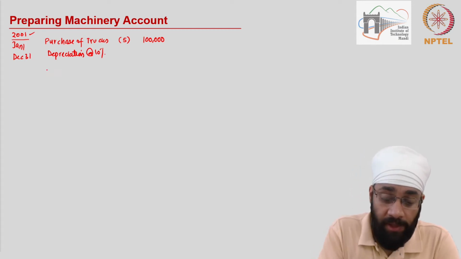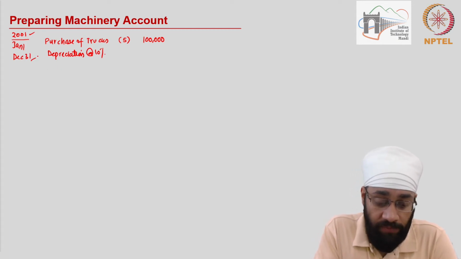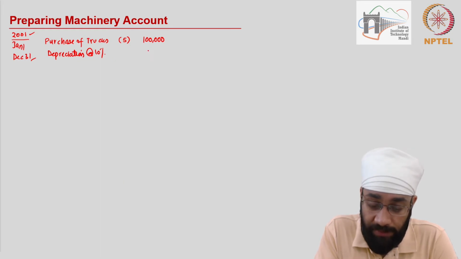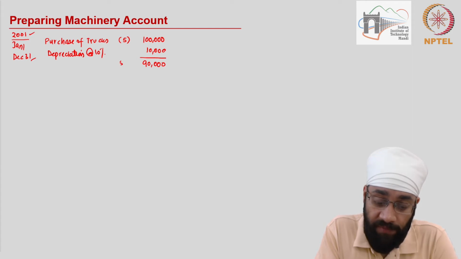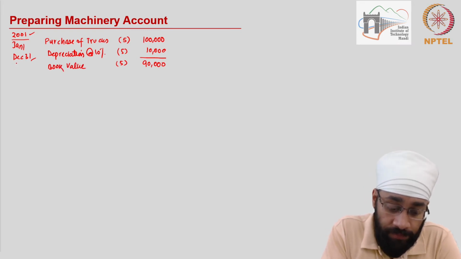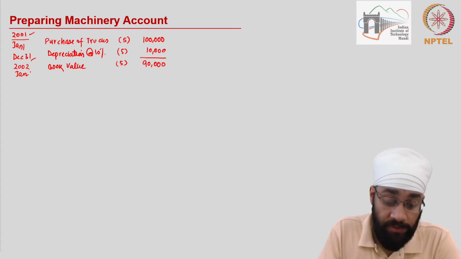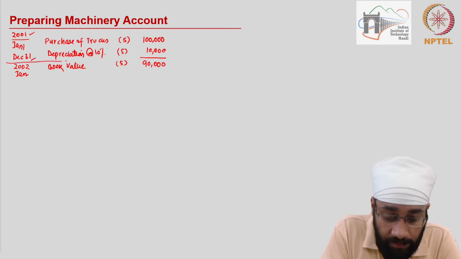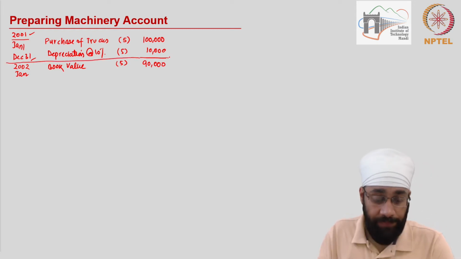So let's get back. The depreciation at the end of 2001 is going to be 10%, so 10,000, and the new book value, the written down value of 5 trucks, is going to be 90,000. So this is the new book value or the written down value on 2002 January. I should have kept it cleaner, but maybe I could do this. Alright.